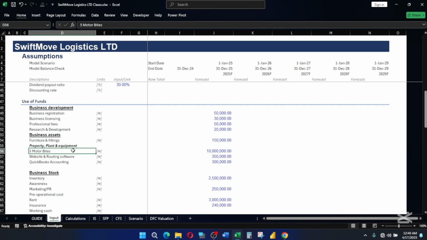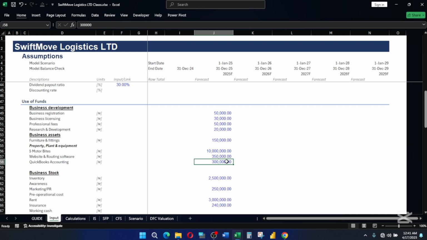5 motorbikes. Remember, it's a logistics company, it's a delivering company. I want to buy 5 motorbikes, and it's going to cost us 10 million naira for those 5 bikes. And we also want to have a website and a routing software that's going to cost us 350,000, and we'll have to get an accounting application software, which we have chosen QuickBooks. Accounting should be one of the applications we are going to use, right?